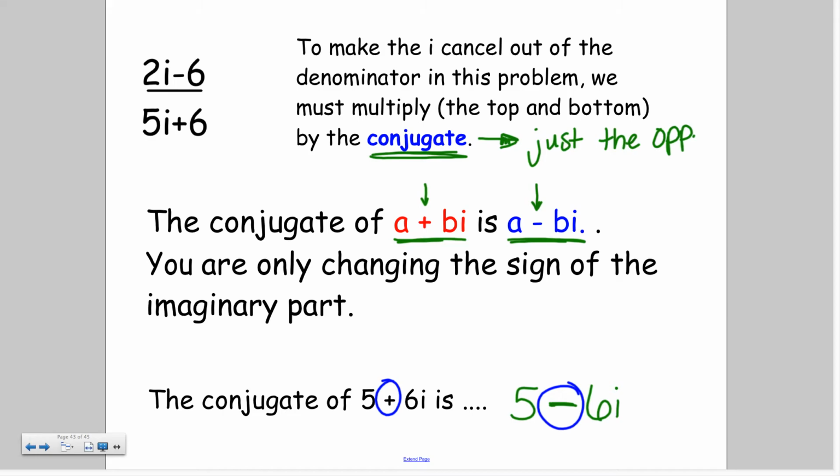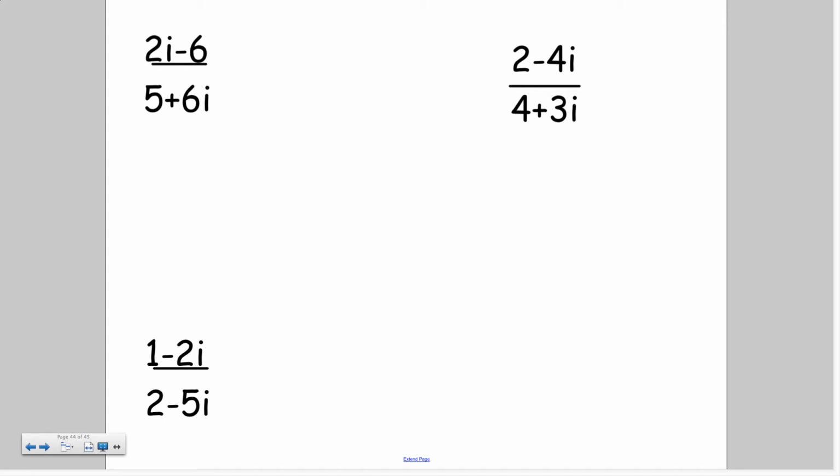So let me give you one to practice. If I have 2 minus 3i, I'm going to give you just a second to see if you can find the conjugate and what you're going to multiply by. I'm going to multiply by 2 plus 3i. So that's the difference. Now, the reason we're doing this is because our denominator is a little bit bigger. So let's go ahead and do these three.